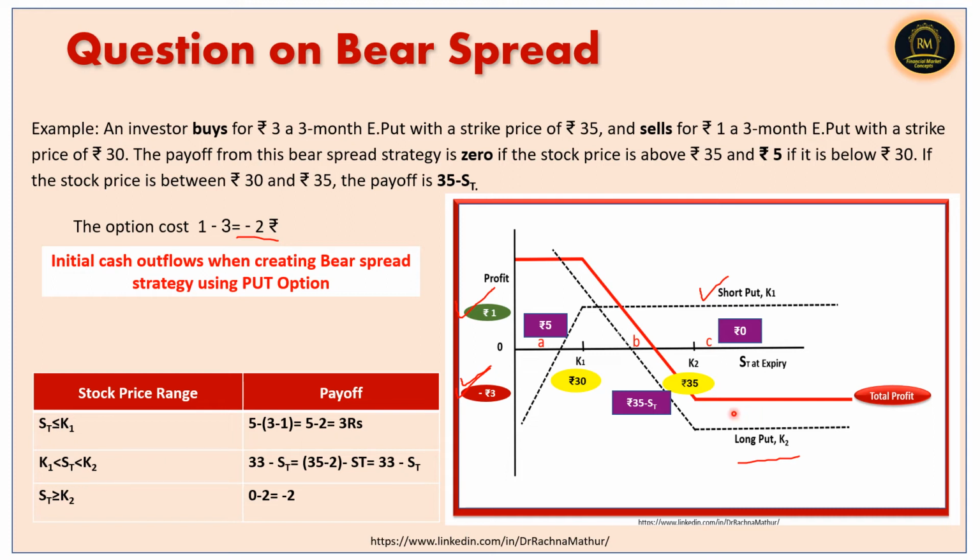If the stock price moves between 30 to 35, the payoff is 35 minus ST, from which we deduct the option cost, and the payoff will be 33 minus ST. Whatever you get more than the stock price at expiration. Now if the stock price moves beyond the higher strike 35, your option expires worthless and your loss will be equal to the option cost, that is 2 rupees.